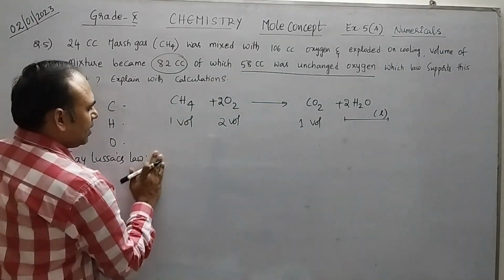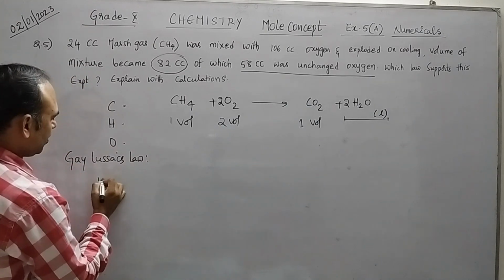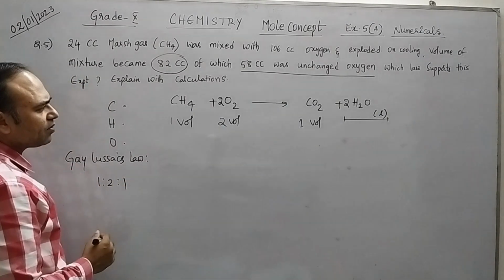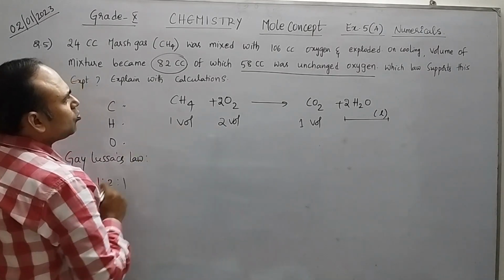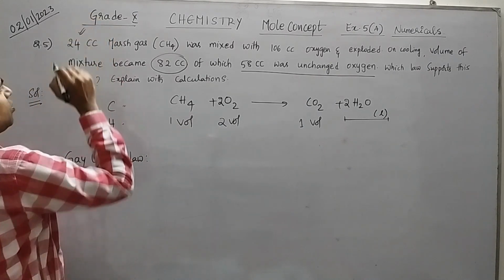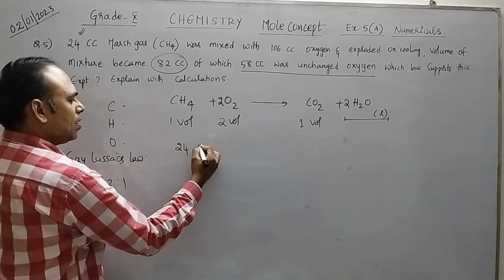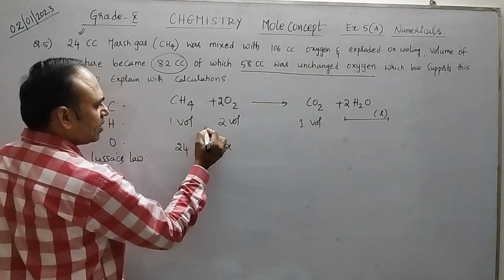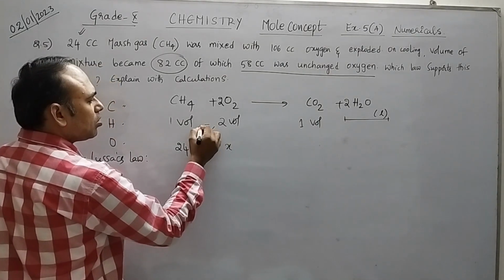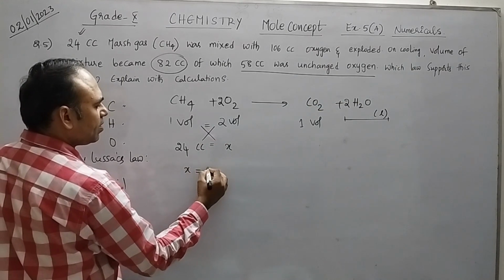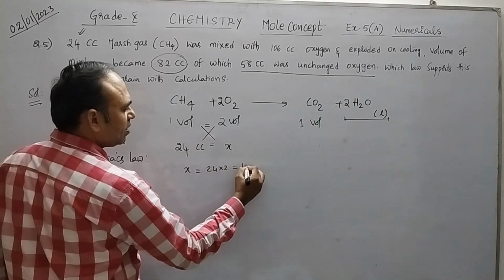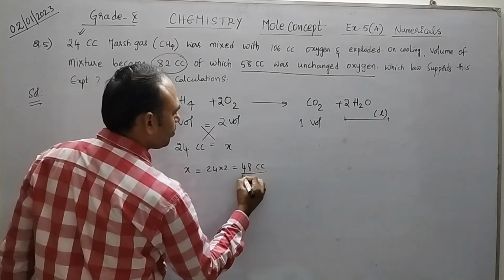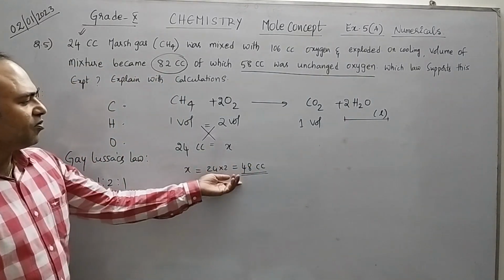First of all, let us write. See, the ratio is 1:2:1. Gay-Lussac's law we know. If 1 volume is there, 2 volumes we need. Therefore, if 24 cubic centimeter of methane is there, how much is required? That is nothing but x. On cross multiplication we get x is equal to 24 into 2, nothing but 48 cc. So oxygen required is 48.